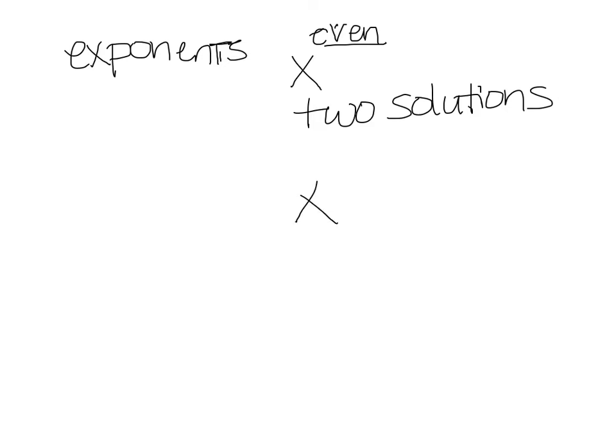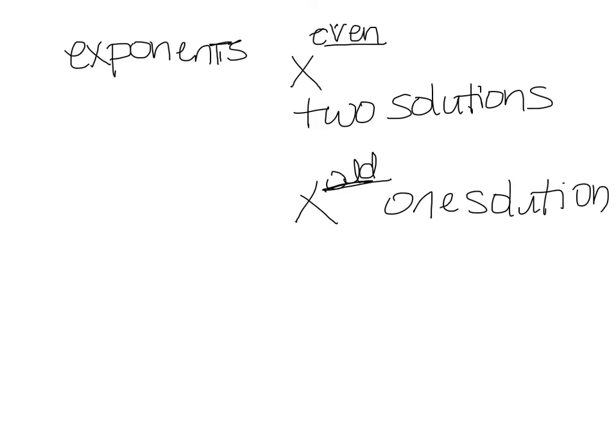If we have x and then we have odd on the top divided by whatever number's on the bottom, then we're just going to have one solution. All right, so we're going to do one example of each, and then we'll be done with our notes for the day.